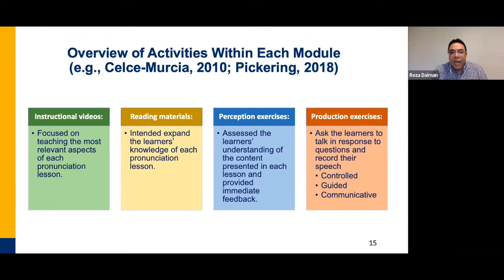And there were some perception exercises, and the purpose of including the perception exercises was to assess the L2 learners' understanding of the content they had learned in each module, and they received immediate feedback when they completed the perception exercises. And there were also some production exercises that asked the learners to talk in response to questions, record their speech, and submit the recordings on the online platform Moodle. There were a range of production exercises: controlled, guided, and communicative exercises.